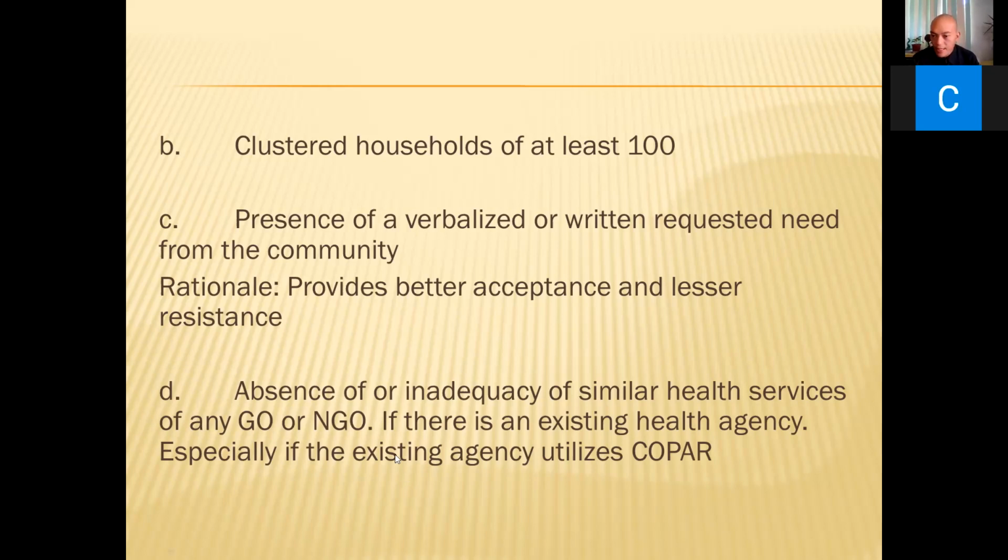Another factor is the second sentence. If there is any existing health agency, kabaliktaran naman. Okay, it means that there are other organizations helping out already in that barangay. So we have to take that into consideration because we do not want to overlap. Okay? We do not want to impede or disturb, especially if we are going to disrupt the services that they are doing.